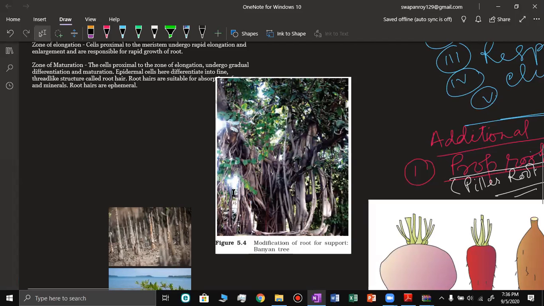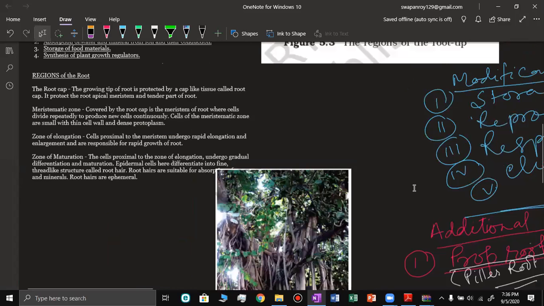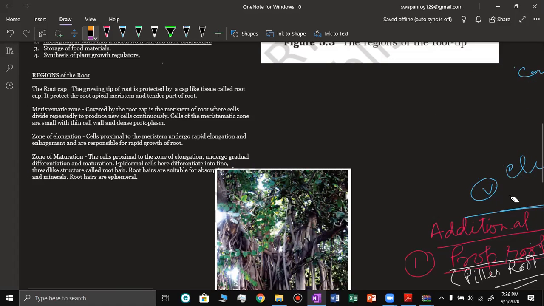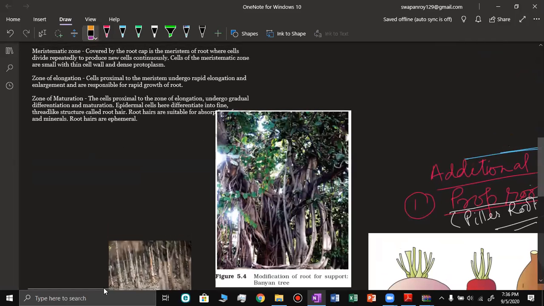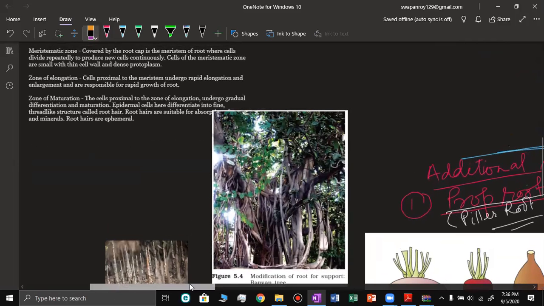The another type of root which gives the mechanical support is known as the stilt root.